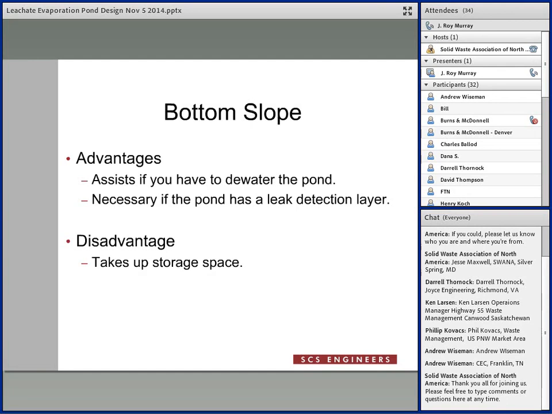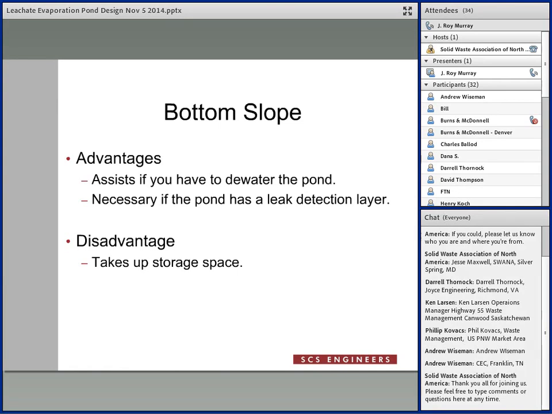Bottom slope. There are advantages to having the bottom sloped or not. The Brownsville ponds are flat. There is no slope on the bottom, and you could see that in one of the ponds. You could see the area that was there was a little bit of leachate in there, and then you could see dry spots on the floor. But if you do have a slope on the pond, you can grade in a sump that will allow you to pump out that whole pond much easier.